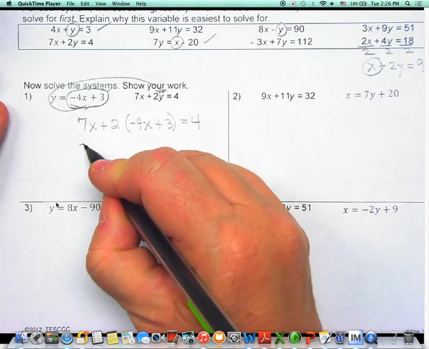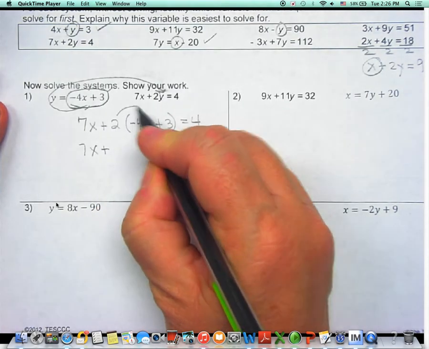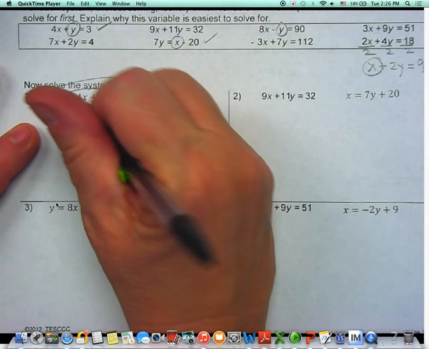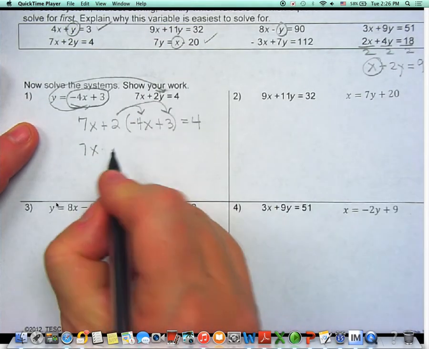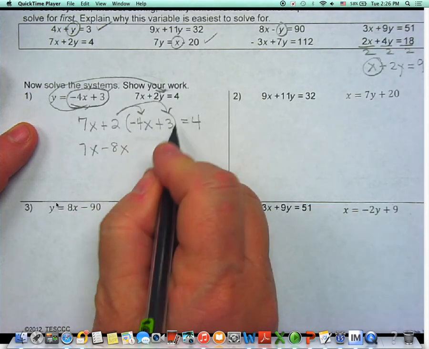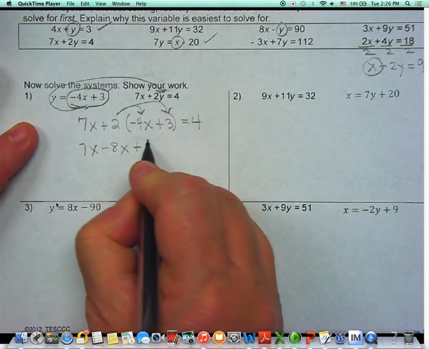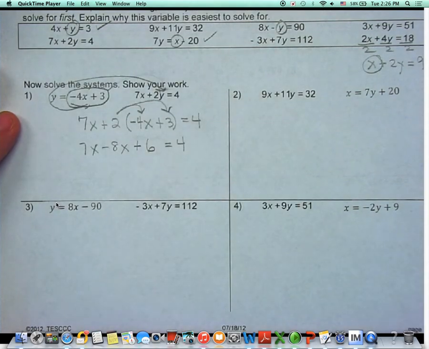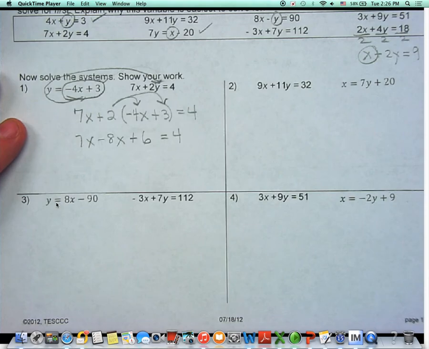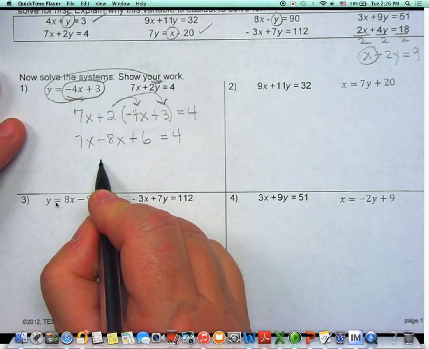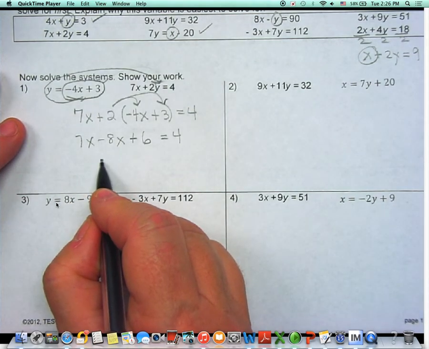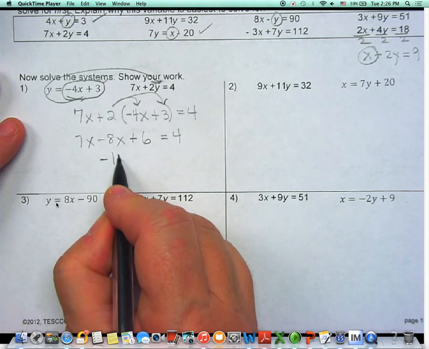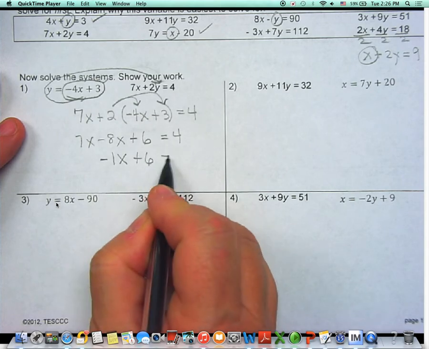Now you're going to multiply the 2 by everything inside there. So what's 2 times negative 4x? And then what is 2 times 3? Okay, so 7x minus 8x. What is that? What's 7x minus 8x? Negative 1x plus 6 equals 4.